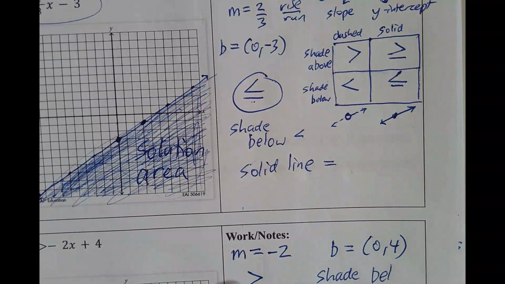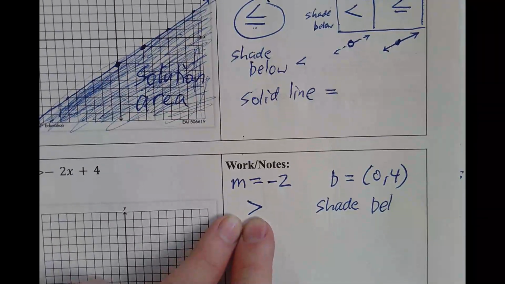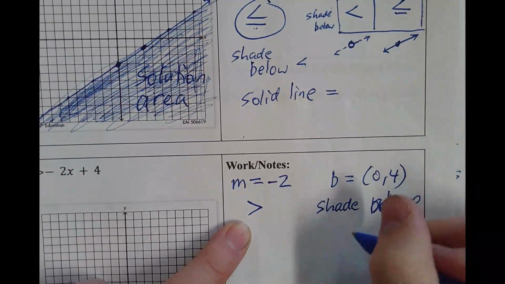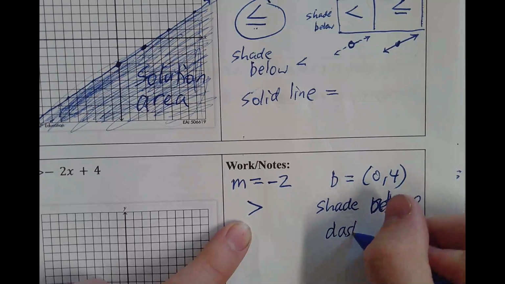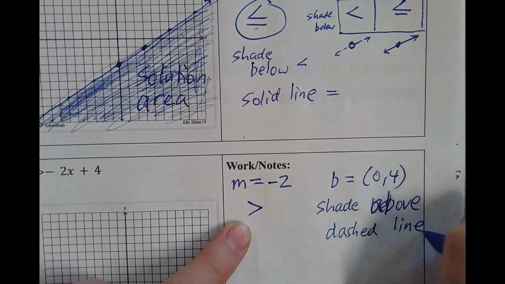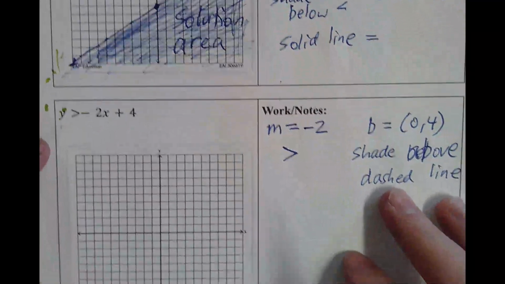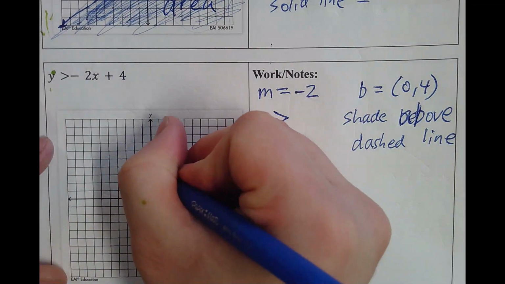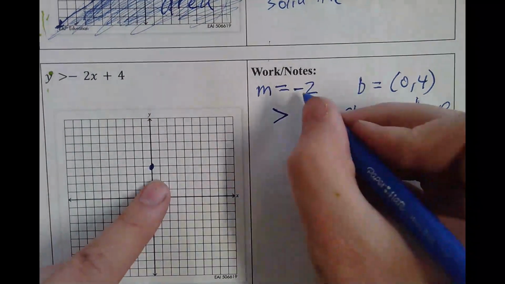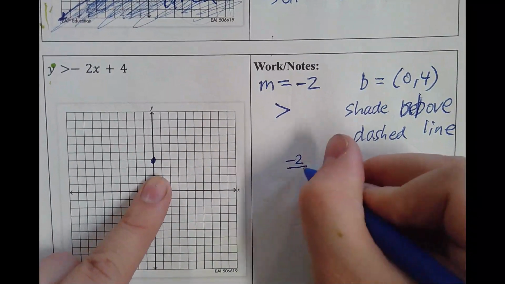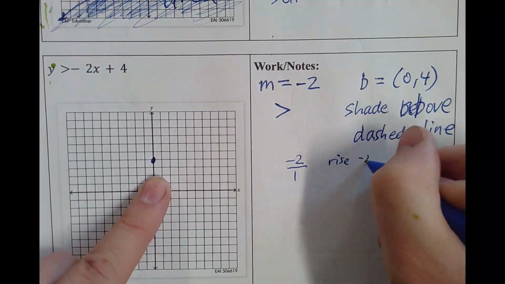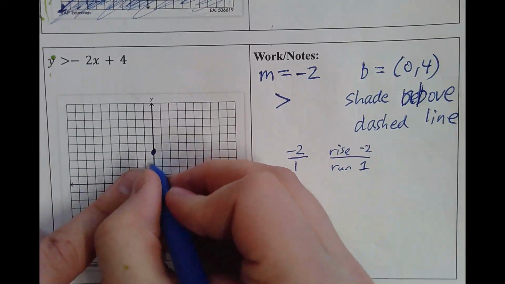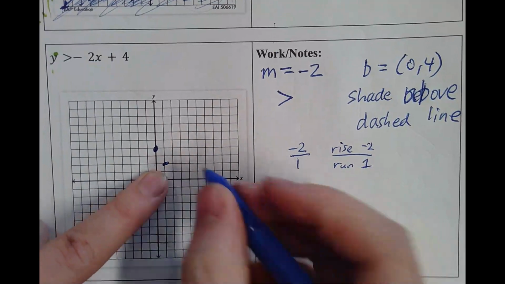Oh, I messed that up. Greater than is what? Greater than is shading. Yeah, greater means above. Shade above. And I have to have a dashed line. So how does that look like? Y-intercept at 0, 4. A slope of negative 2. Well, a slope of negative 2 is negative 2 over 1. So rise is negative 2. Run is 1. So down 2 over 1 looks like this.